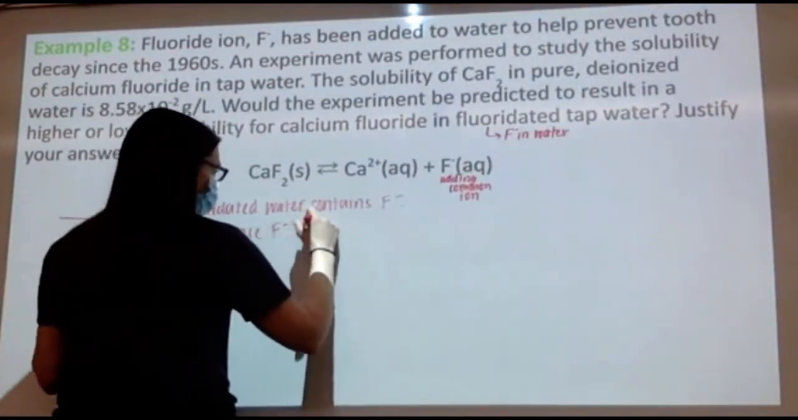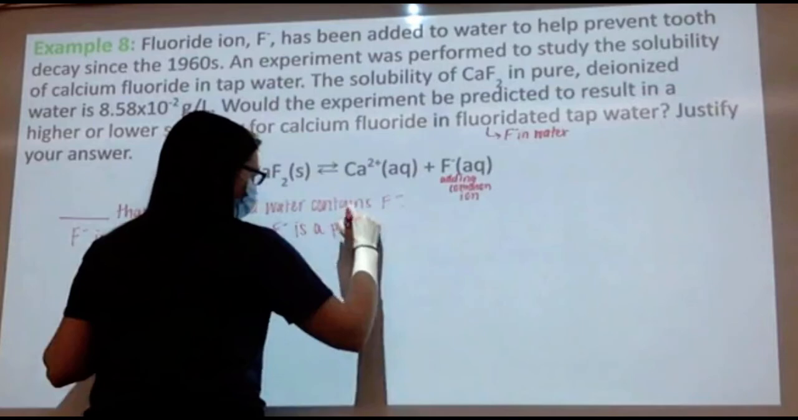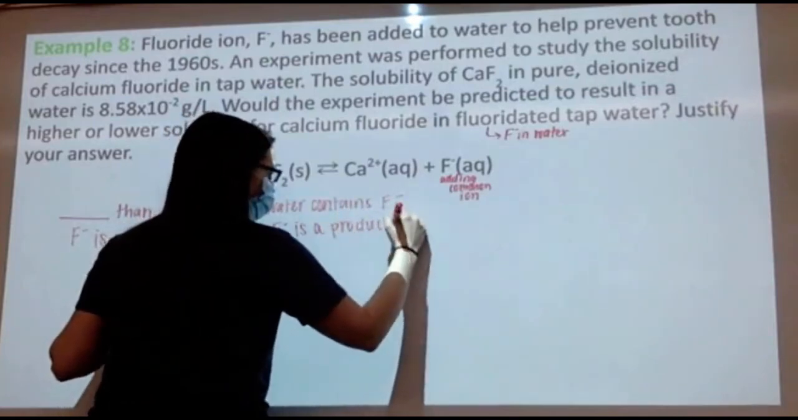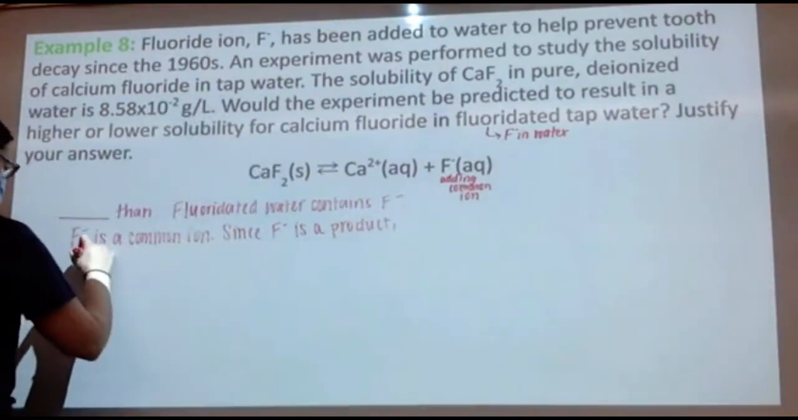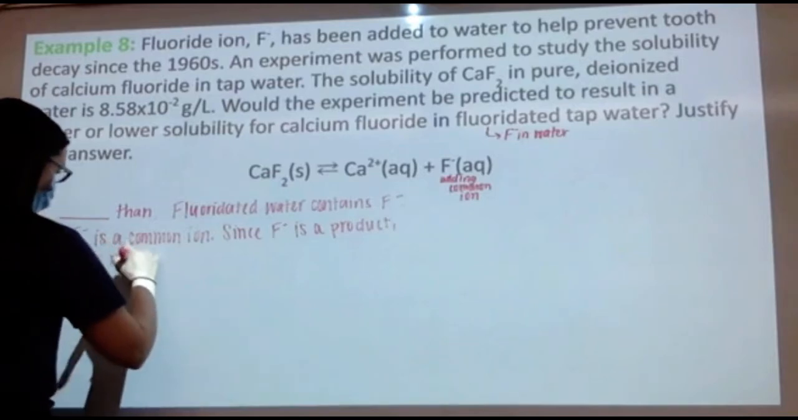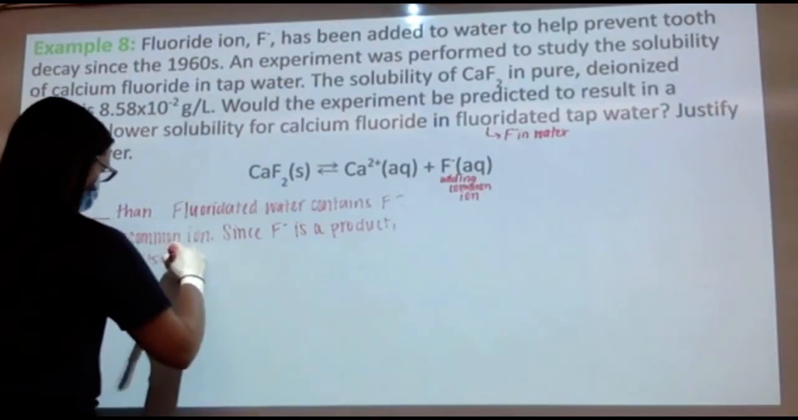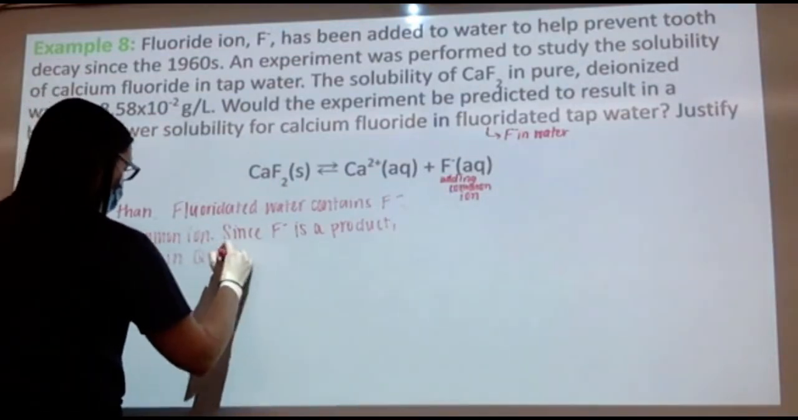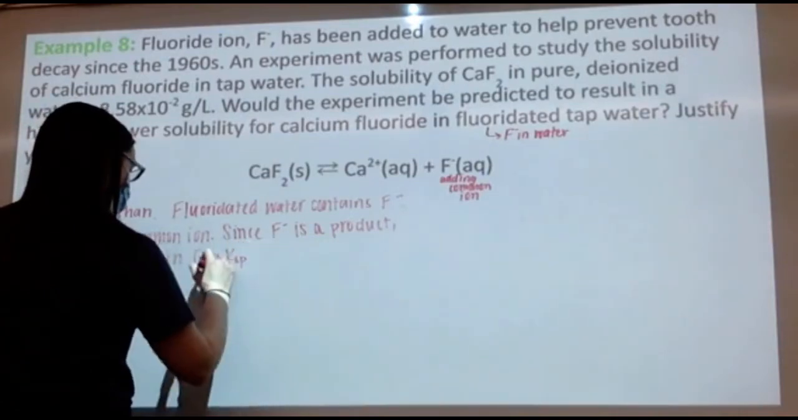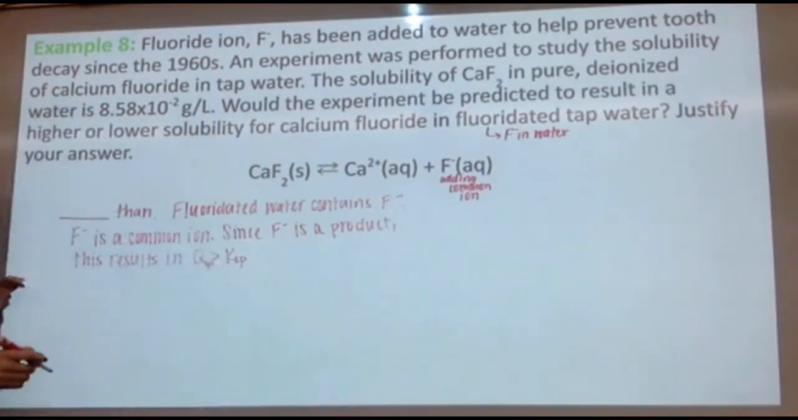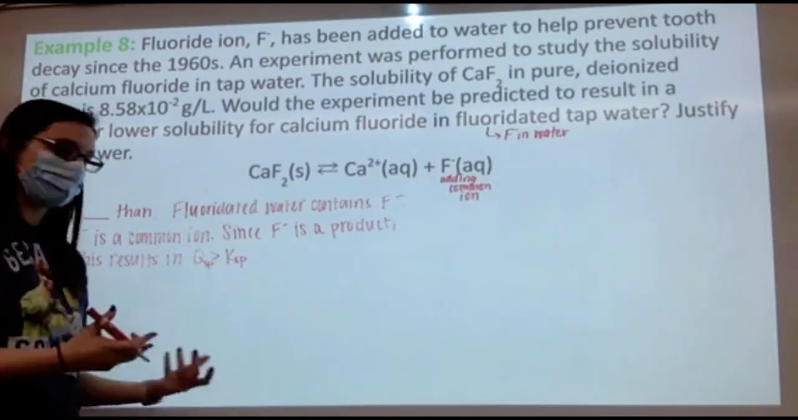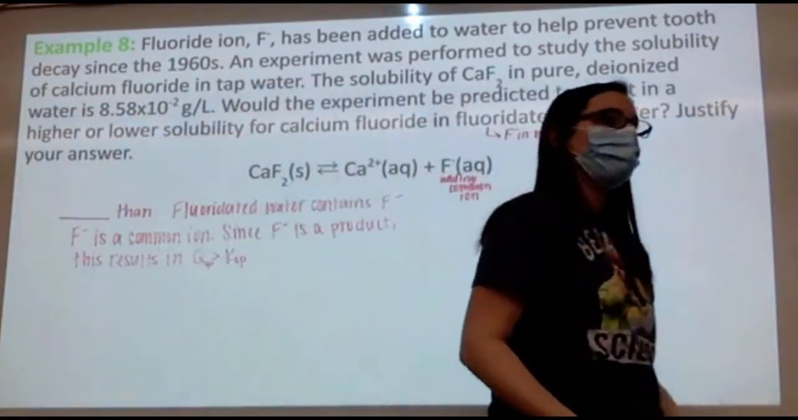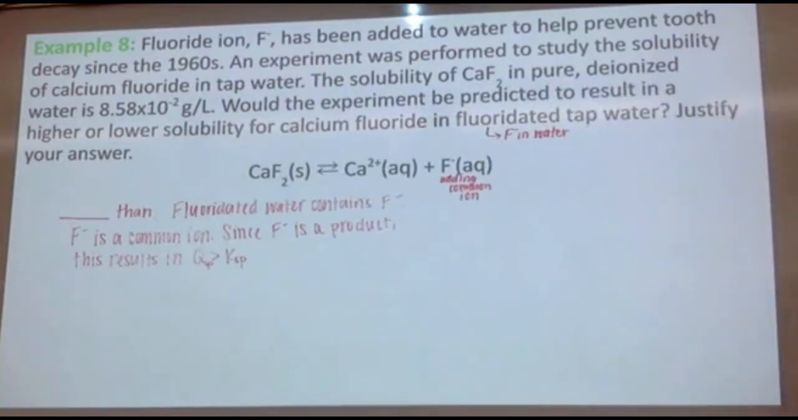So we can say, since F minus is a product, this results in Q greater than K. If you're adding F minus, you're changing equilibrium. So now it's a Q versus K problem. So Q would be greater than K. Too many products.